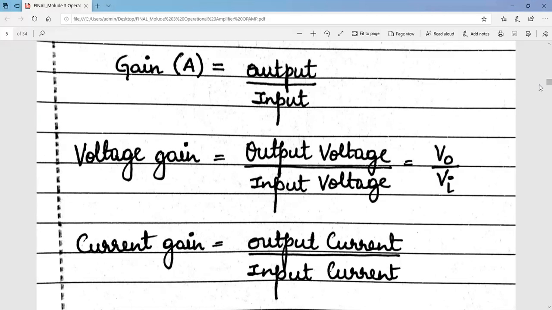With this, I would like to conclude this particular video, and we will see the different types of gains in an ideal op-amp, and the parameters and definitions, in the next video.